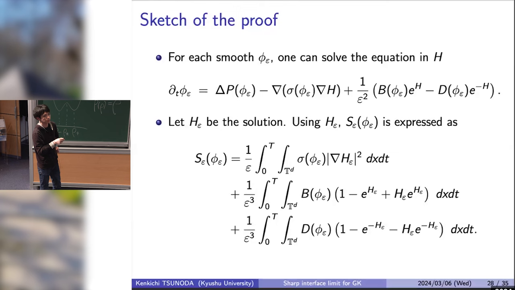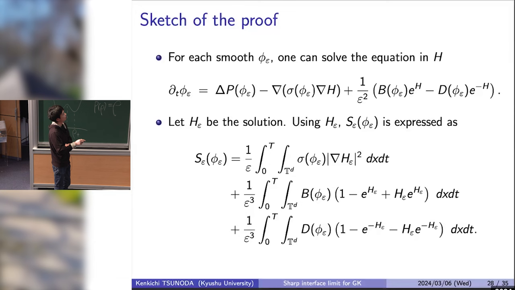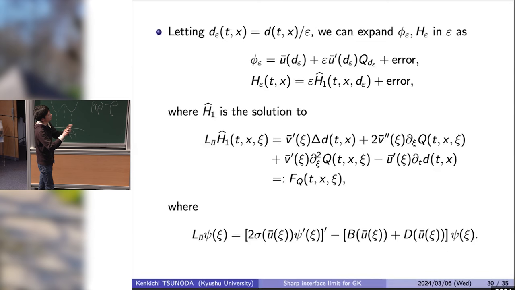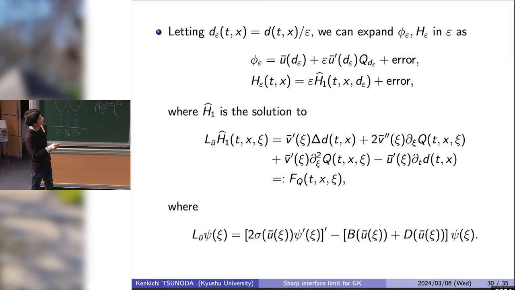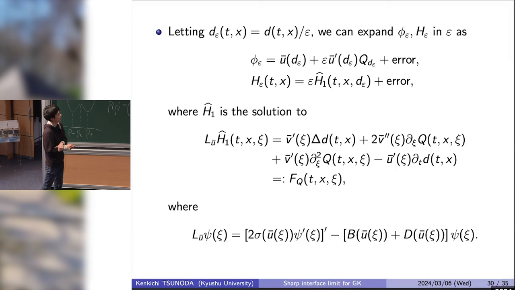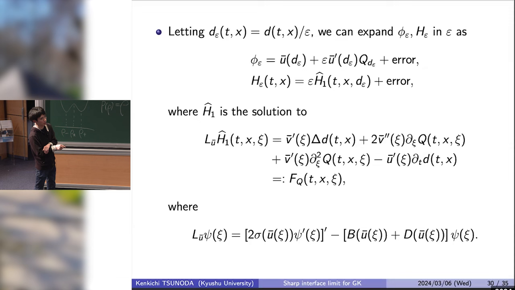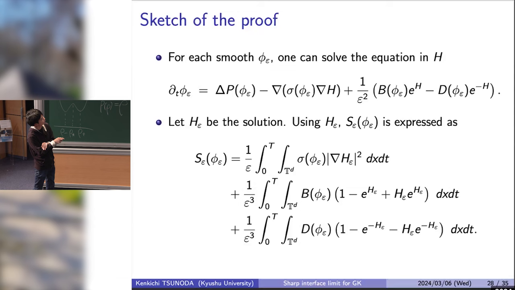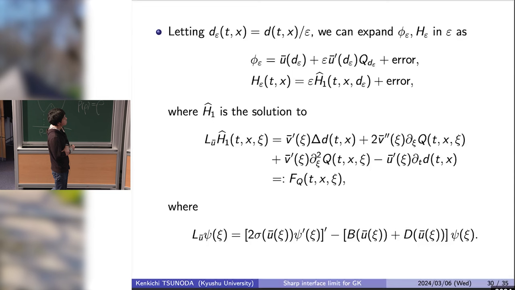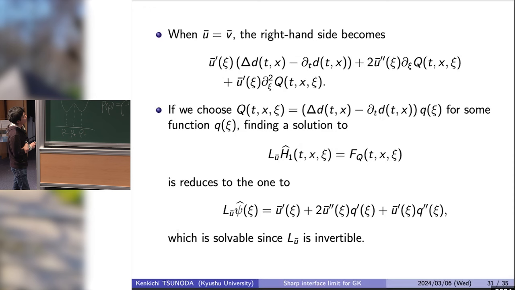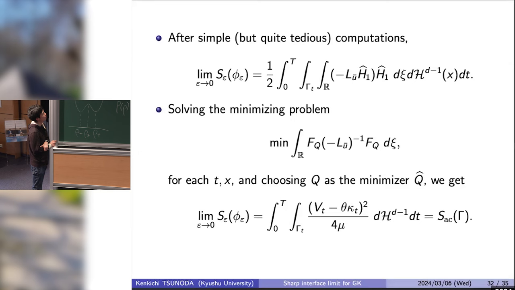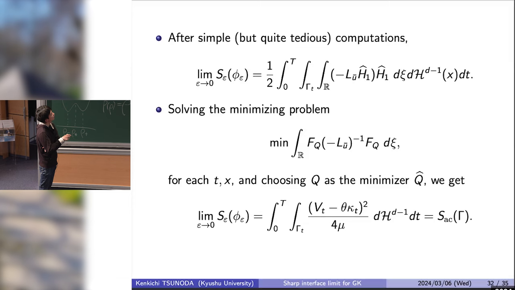So for this purpose, we linearize this problem. Then, collecting the first order term, we get that h1 hat, the first order, must satisfy this equation. Its coefficient must be given by this formula. And L U bar is some linear operator. As you see, this is nothing but the linear part of this guy. Here, if we linearize this part, then we can get this one. Anyway, after quite tedious computations, we can prove that it can be the desired object.